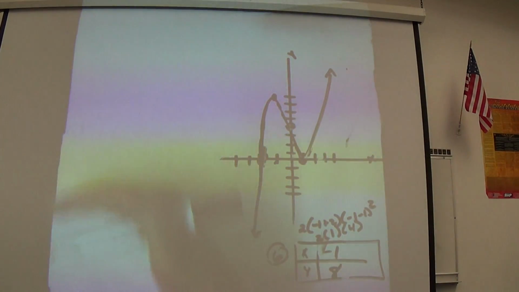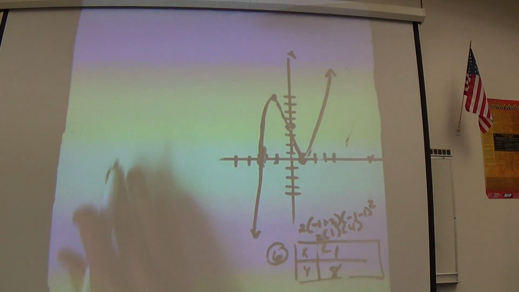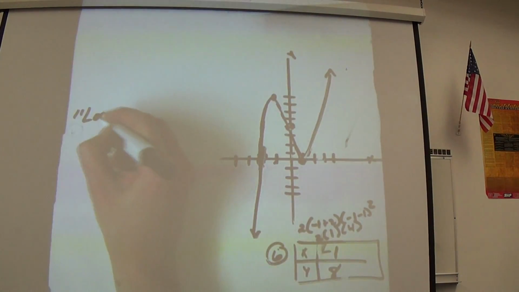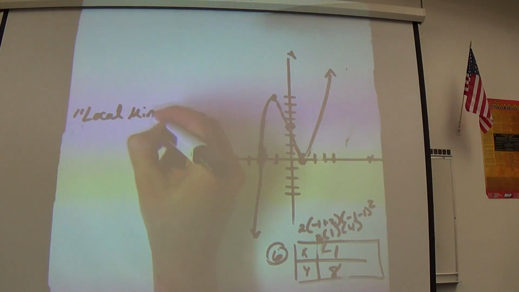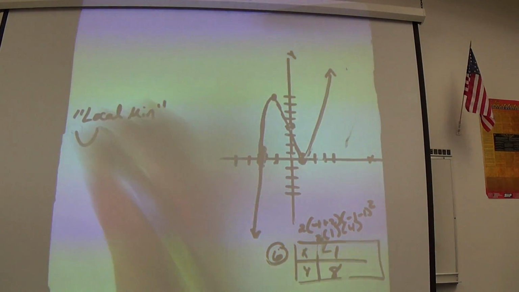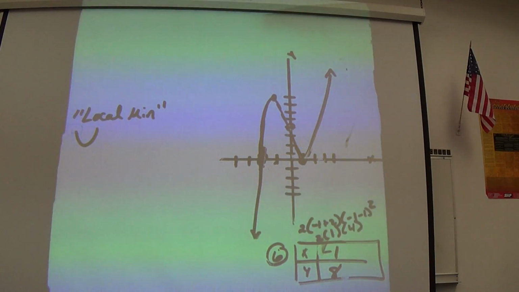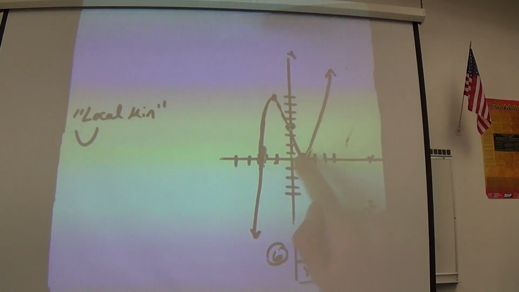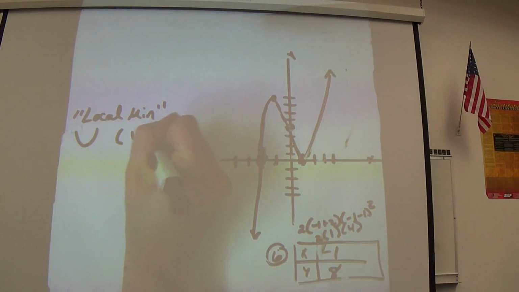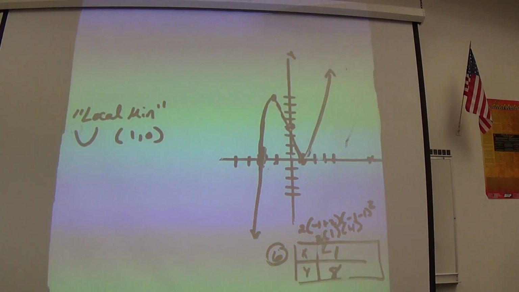All right, so again, just continue down your paper, but I had to erase since I'm out of board. There's an idea of what we call a local minimum. Local minimums are any places where you hit a dip. So in my graph, I have a dip right here. Does that make sense? That ordered pair is what? 1, 0. So my local minimum is at 1, 0.